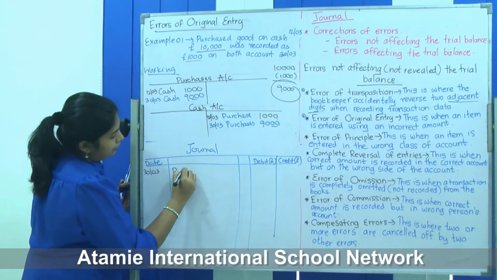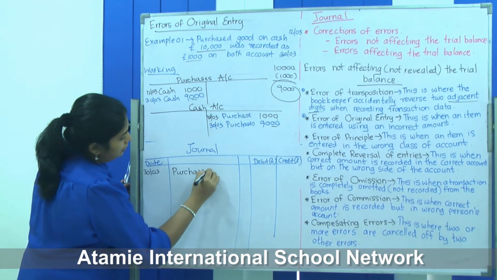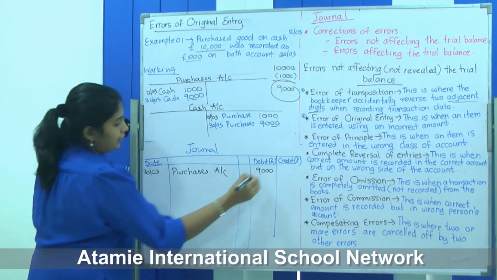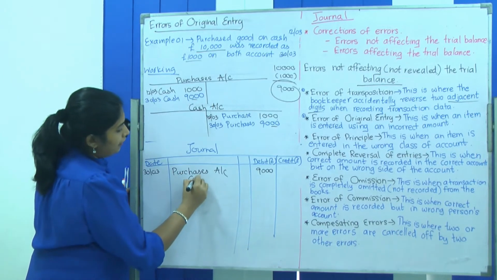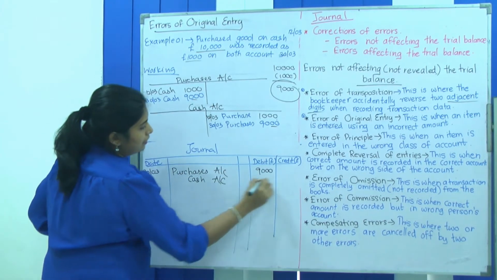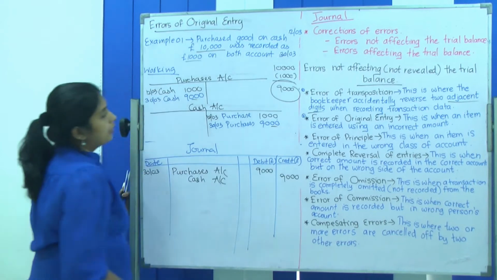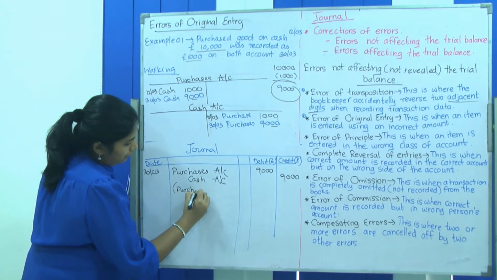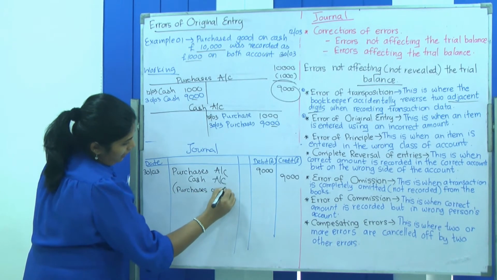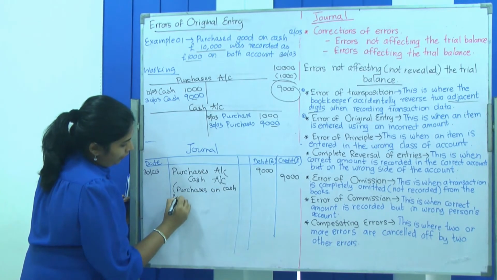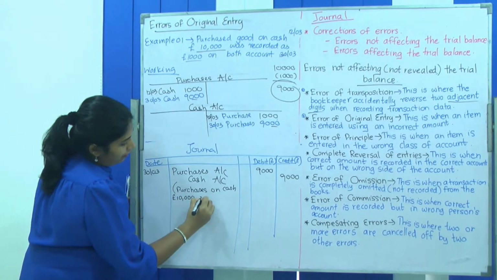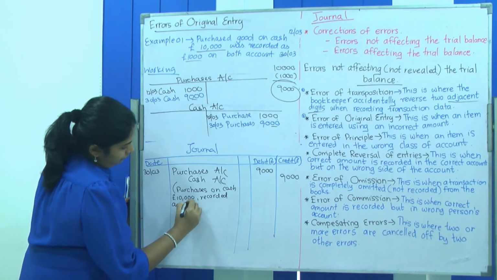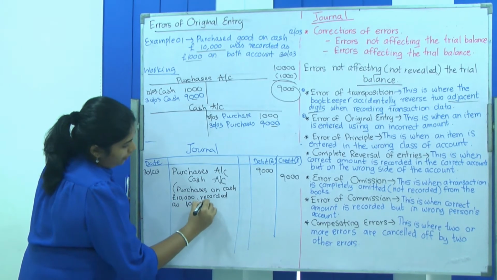So the correction of error, the journal entry will be, purchases account will be debited by 9,000 and cash account will be credited by 9,000, and the narrative will be purchases on cash, 10,000 pounds recorded as 1,000, now corrected.